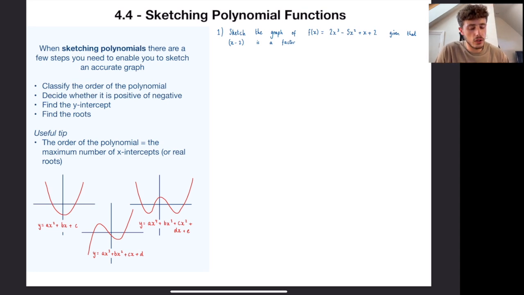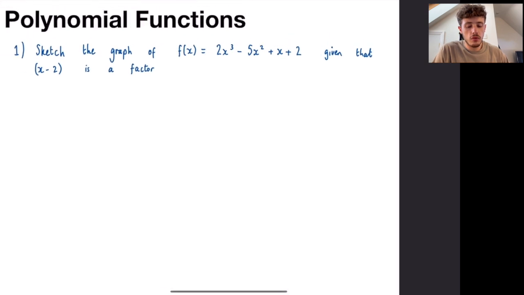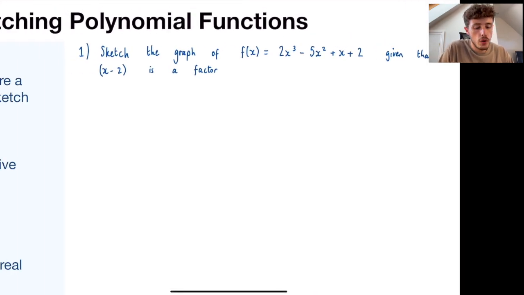So let's have a look at question 1. Sketch the graph of f of x equals 2x cubed minus 5x squared plus x plus 2 given that x minus 2 is a factor. Straight away, we've got that polynomial division and factor theorem idea with the x minus 2, so that will be a great start.